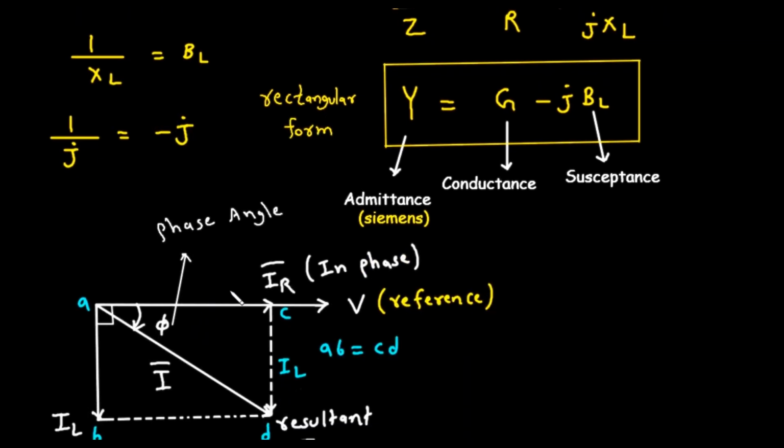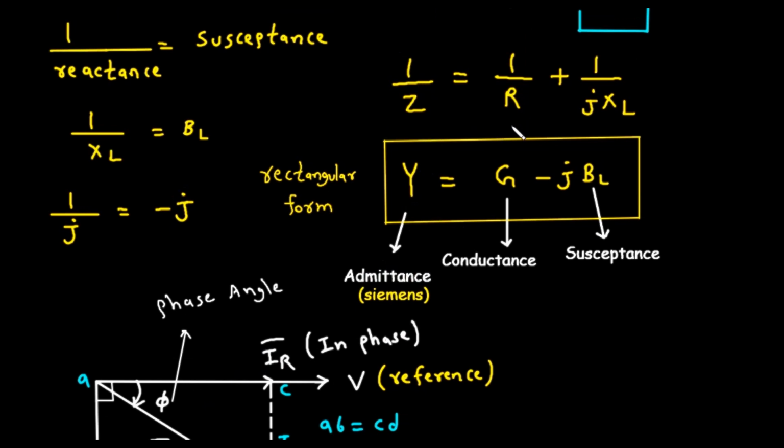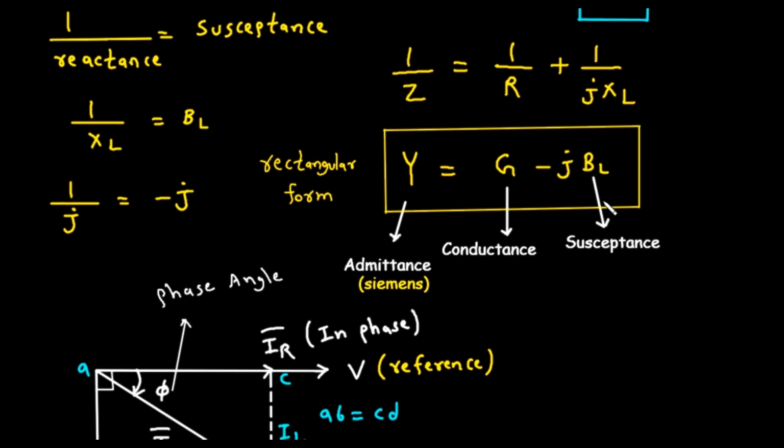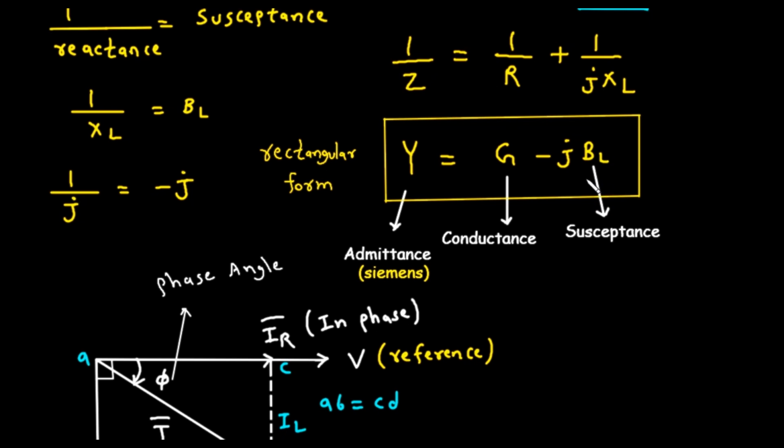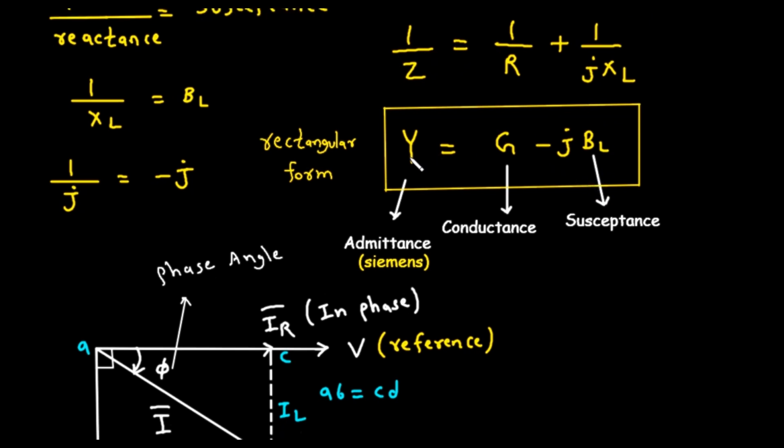Now, let's rewrite our simplified equation using these new terms. 1 over Z becomes Y, admittance. 1 over R becomes G, conductance. And 1 over J times XL can be rewritten as 1 over J times 1 over XL. We know that 1 over J is negative J, and 1 over XL is BL. So, this term becomes negative J times BL. This gives us the final equation in the yellow box.